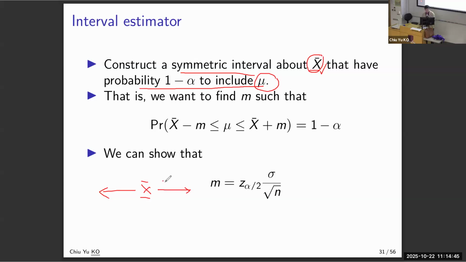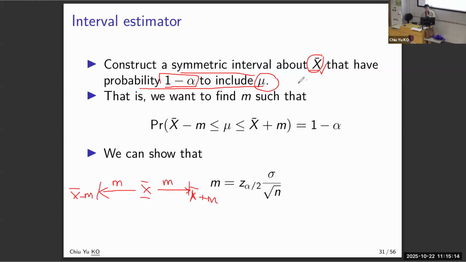So I go left and right by M, or ME. So there will be X bar plus M here, and this is X bar minus M here. I want this interval. This interval is random, remember, because X bar is random. And I want this interval to have 1 minus alpha probability, which is high.